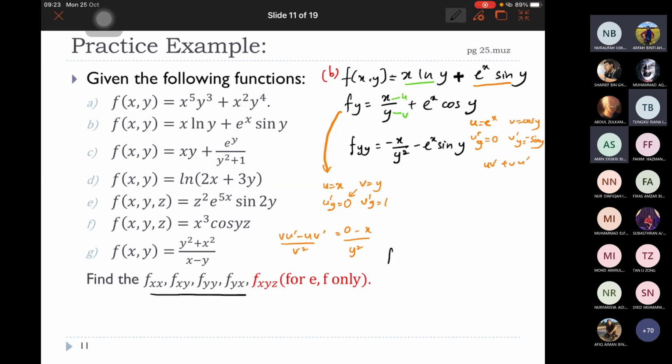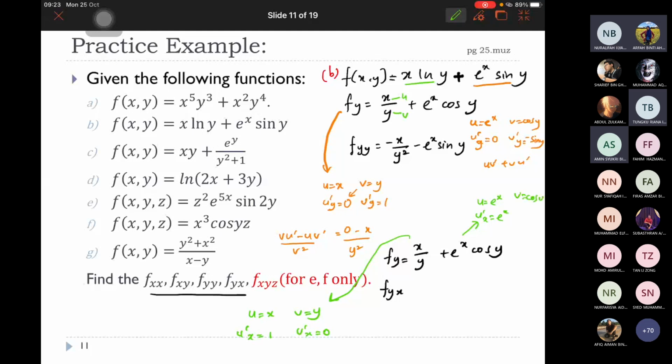So Fy tadi kita partial derivative dapat X over Y plus exponential X cos Y. So cuba dapatkan Fyx. Okay. Partial derivative with respect to X pula. U equal to X, V equal to Y. So U prime X 1, V prime X kosong. And for this one, your U equal to exponential X, U prime X, V equal to cos Y, V prime X will be 0.